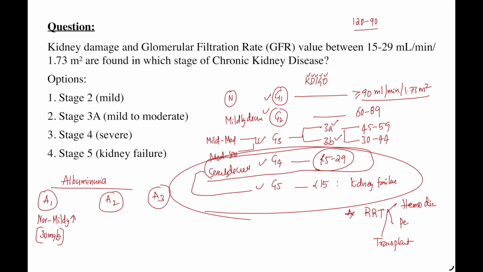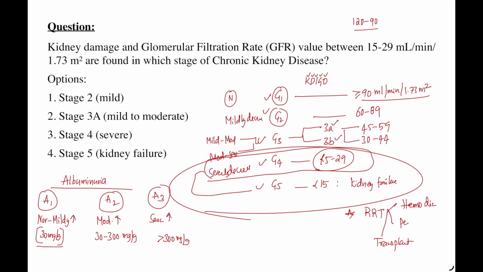But now what you need to remember is, based on the albumin values also, there is a classification system in KDIGO, that is Kidney Disease Improving Global Outcomes. A1 is normal to mildly increased levels, that is less than 30 milligram per gram. Moderately increased levels means values between 30 to 300 milligram per gram of albumin in the urine. Whereas severely increased albumin means more than 300 milligram per gram. So this is the KDIGO classification.